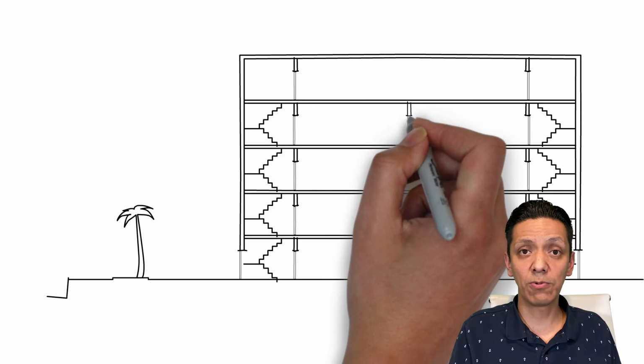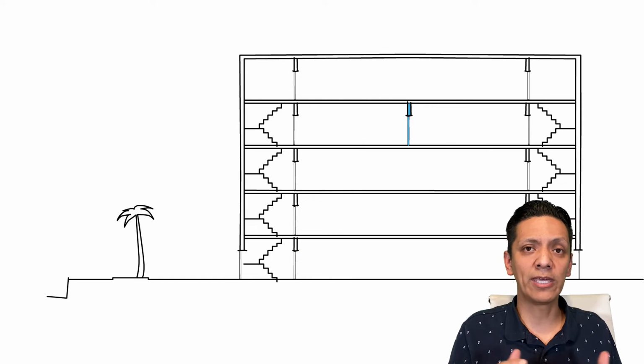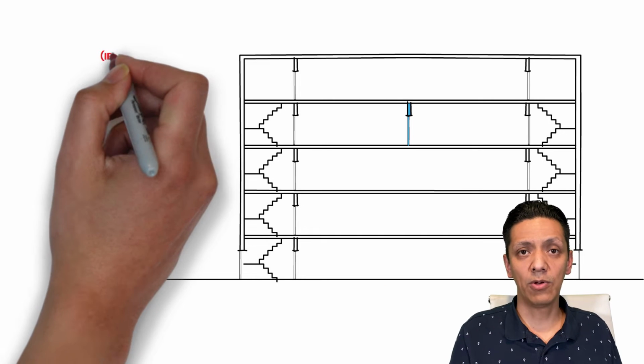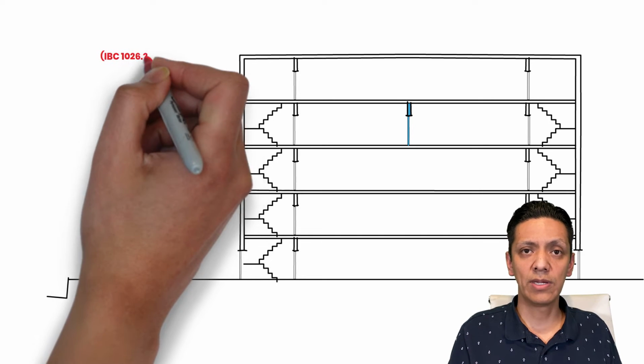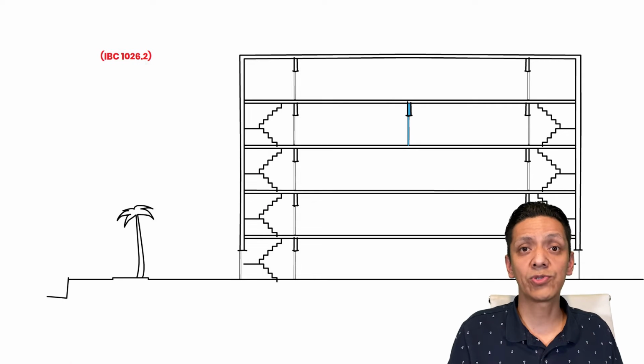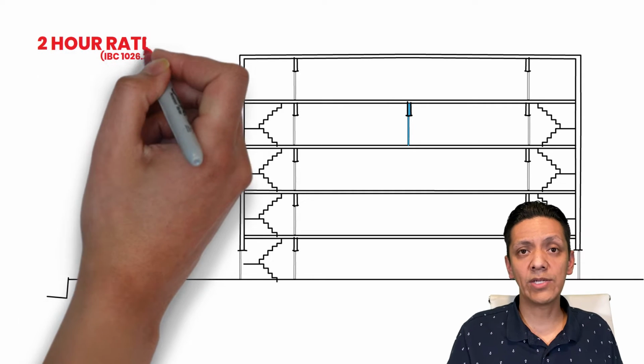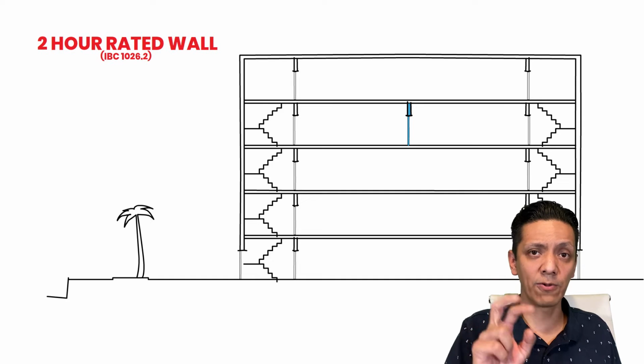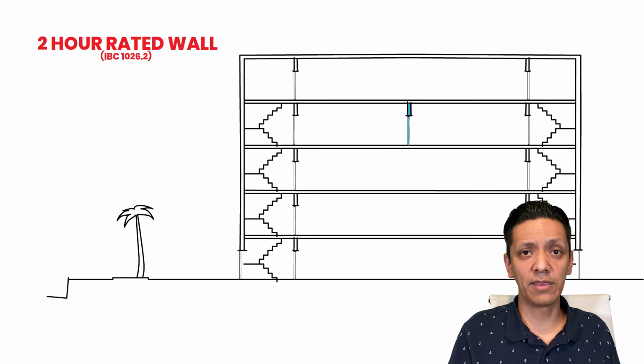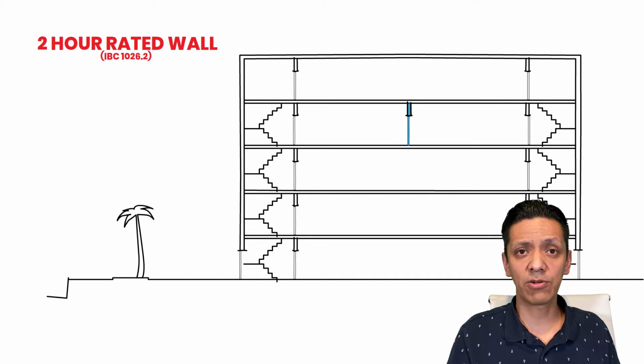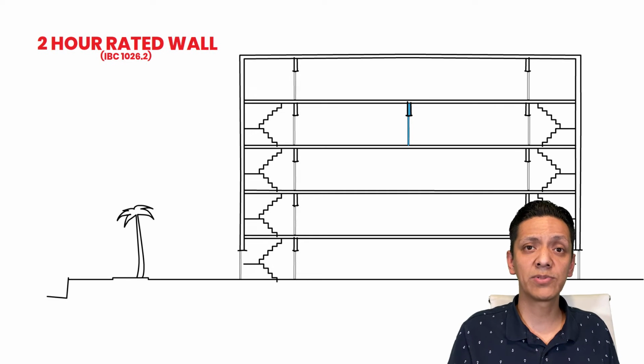Moving on to the requirements of this special wall we keep talking about. This wall has to separate one space from the other, right? Well, IBC 1026.2 tells us what's so special about this wall. This wall has to have a 2-hour fire rating. And there was another video that was created that talks about fire rated walls, and it explains that there's different types of walls that provide a fire rating.